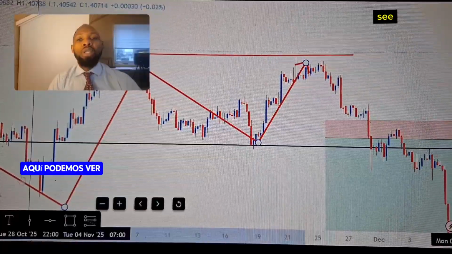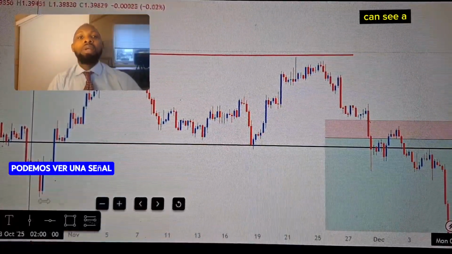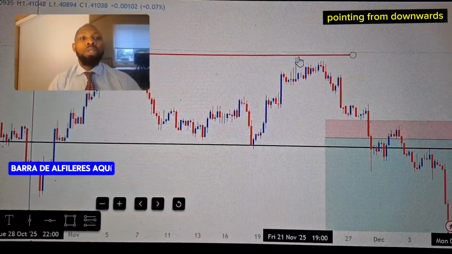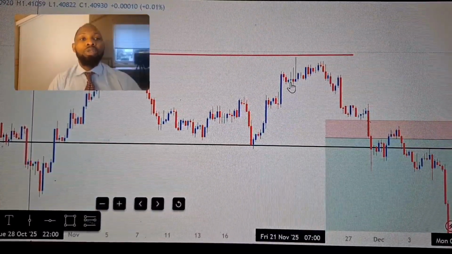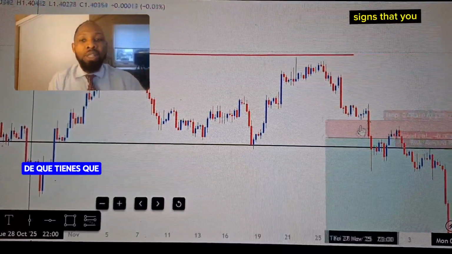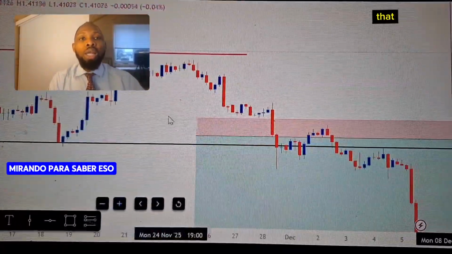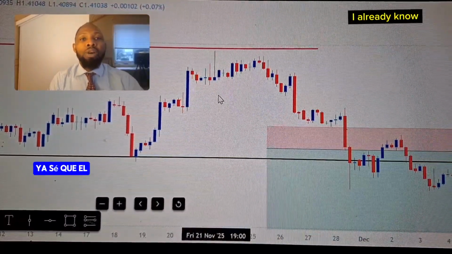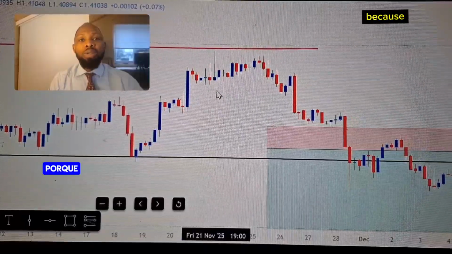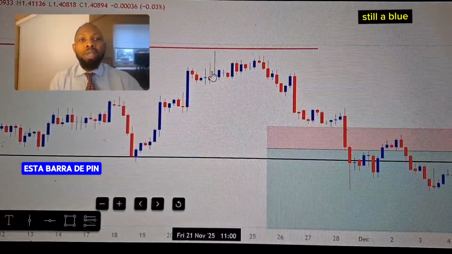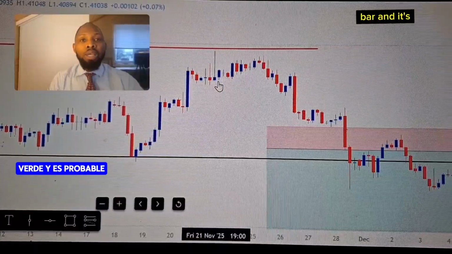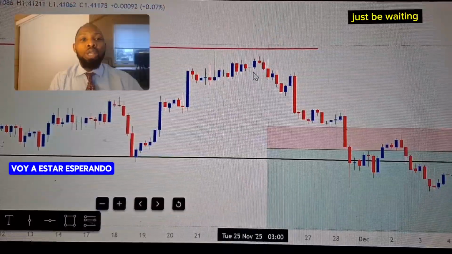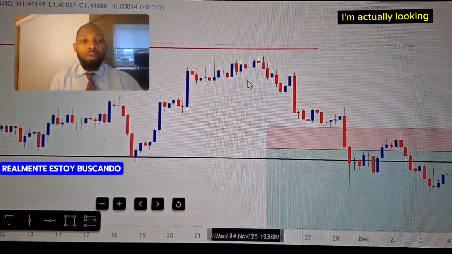Here we can see a signal. We can see a signal of rejection. We can see this pin bar here pointing downwards, showing that they were rejected. So this is one of the signs that you have to be watching. Even though you are not going to enter now, for me, if I see this, I'm not going to jump in because I already know that the market is not ready yet. You can even see this pin bar is still a green pin bar, and it is likely to continue upwards. If I see this, I'm not going to jump in. I'm just going to wait to see what I'm actually looking for.